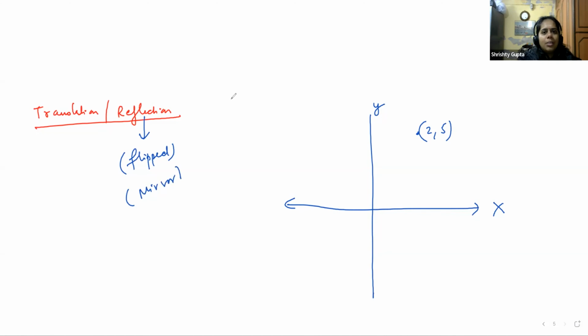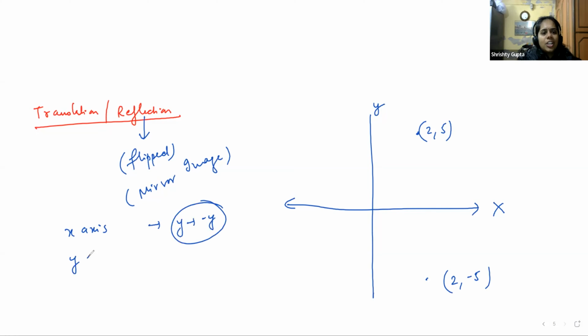So when generating the mirror image, I can clearly understand that when 2, 5 is reflected about the x-axis, my x value remains the same, but my y value gets reflected and becomes negative. So reflection about the x-axis changes y to negative y. And when reflection happens about the y-axis, x changes to negative x, so it becomes negative 2, 5. This is the general theory of reflection. If you understand this much, no more information is required, and you will be able to easily tackle any question in ACT.